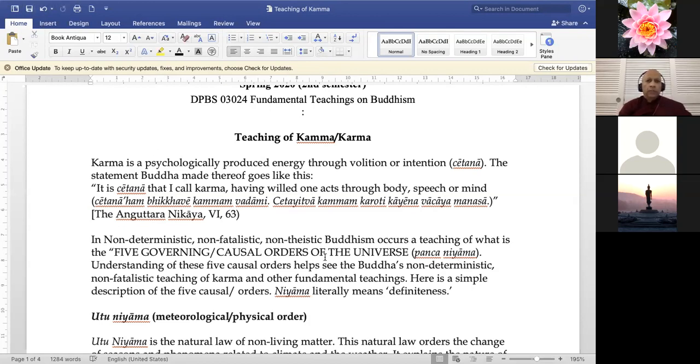Yeah, next one. The next type is theism. Now, Buddhism is non-deterministic, non-fatalistic, non-theistic. Non-theism, theism we just discussed yesterday. That's called Issara Nimmana Hetu.